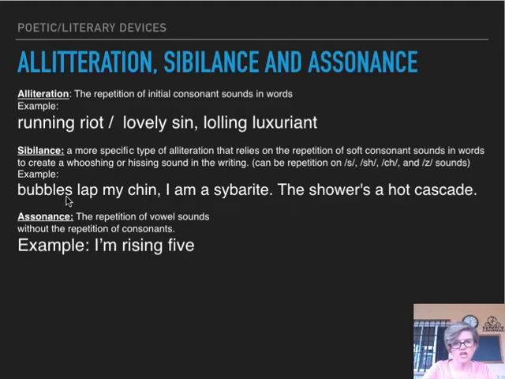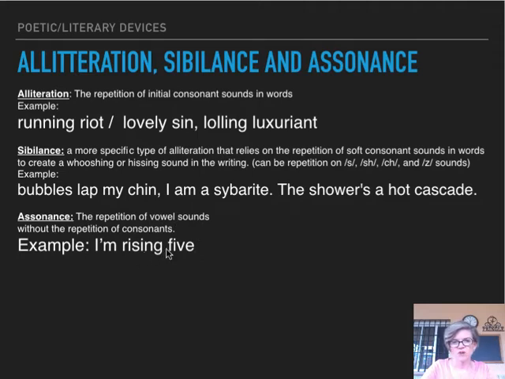You notice there's lots. We've got an S here, a CH here, an S here, SH, S, and cascade. So it's the repetition of all these different sh, ch, z sounds close together in a line, or maybe in a couple of lines. They don't have to be in a single line, but they need to be located near each other, kind of stacked together.